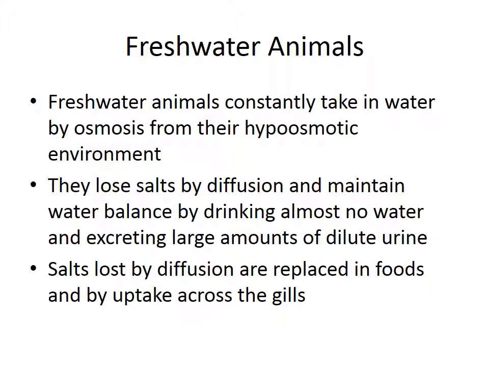Freshwater animals constantly take in water by osmosis from their hypoosmotic environment. They lose salts by diffusion and maintain water balance by drinking almost no water and excreting large amounts of dilute urine. Salts lost by diffusion are replaced in foods and by uptake across the gills. So this is the opposite of marine.